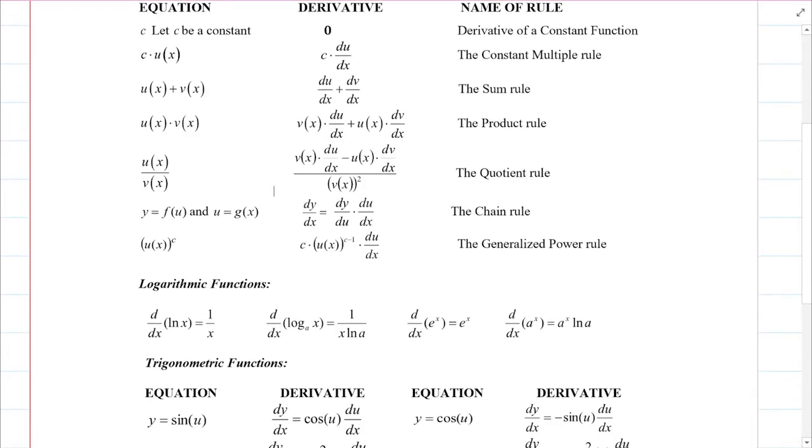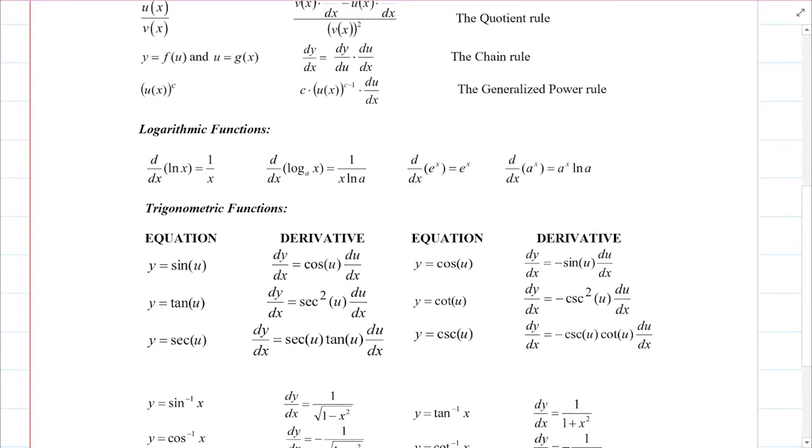The chain rule is when you have a composite function. So you have a function inside another function. Basically what you do, you take the derivative of the inside function with respect to x, that will be du dx, multiplied by the derivative of the outside function, so dy du or df du. We're going to do some examples so you will see how they are used.